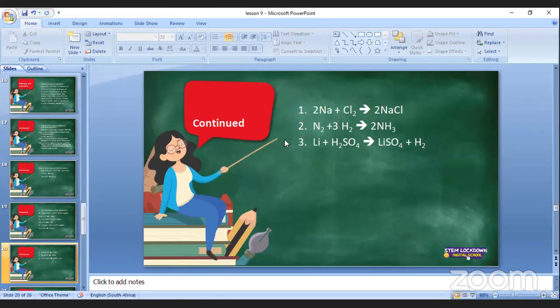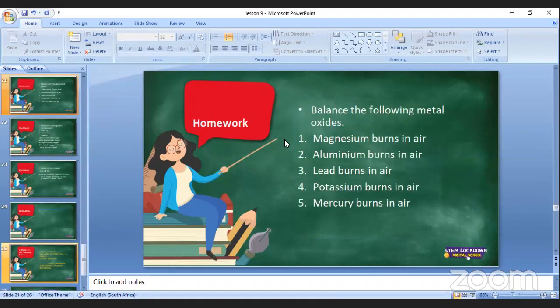But before you log out, please write down this homework. Okay, Grade 9s, here is your homework for next week, Monday. It's a lot of it. I will post these slides and then we will do corrections next week.